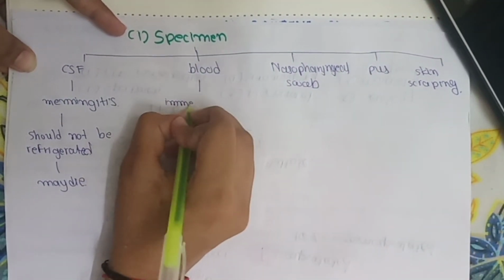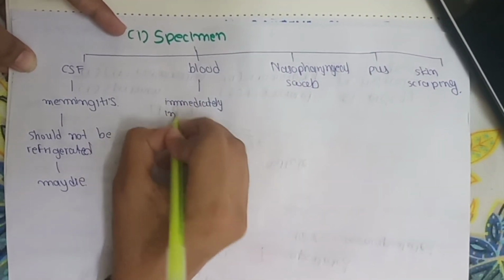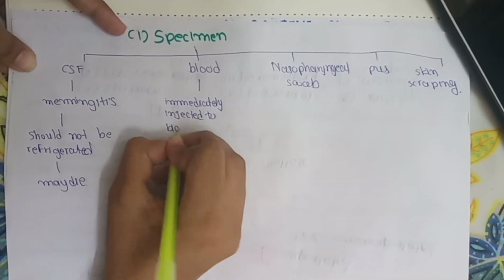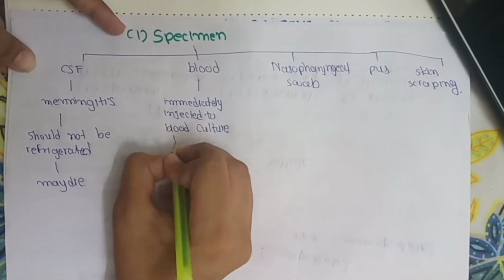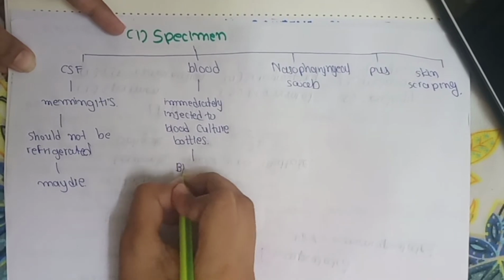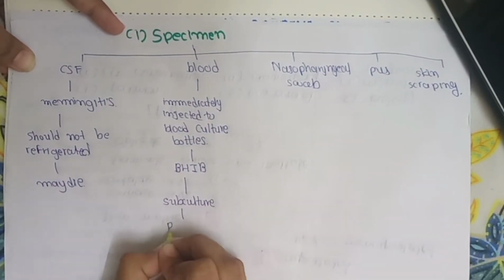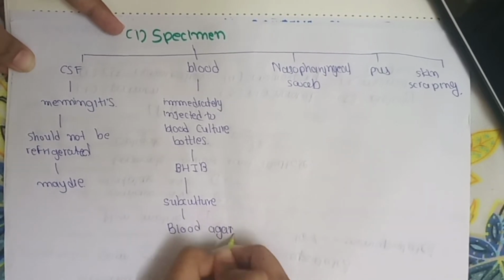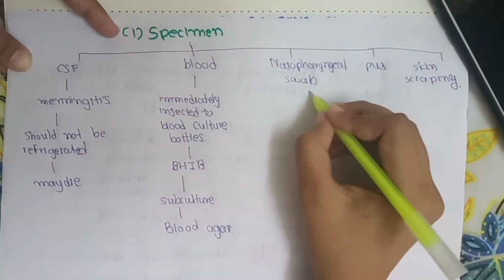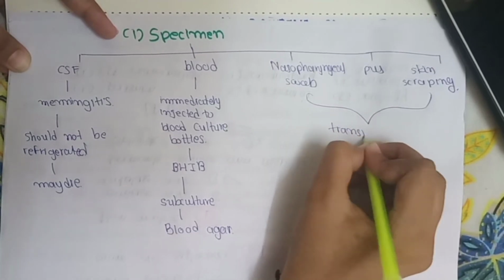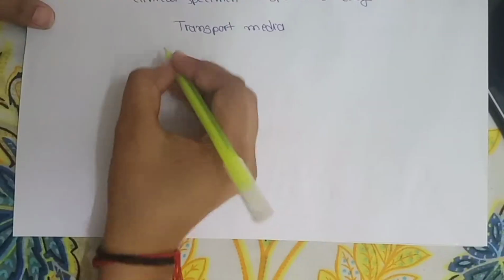Now blood. We take blood most commonly as specimen if there is fever. Now this blood specimen should be immediately injected into blood culture bottles like brain heart infusion broth and then again subcultured into the blood agar. Now these 3 specimens should be carried in the transport media.